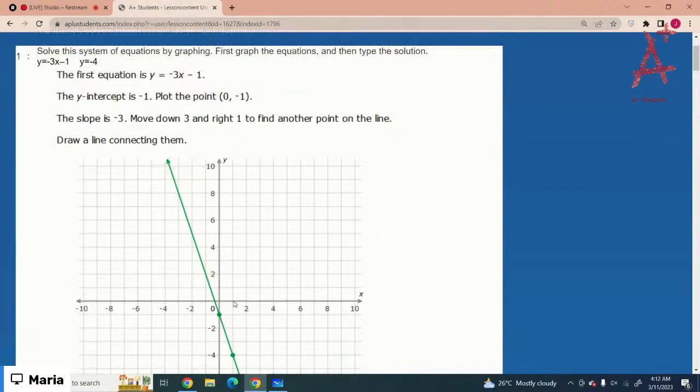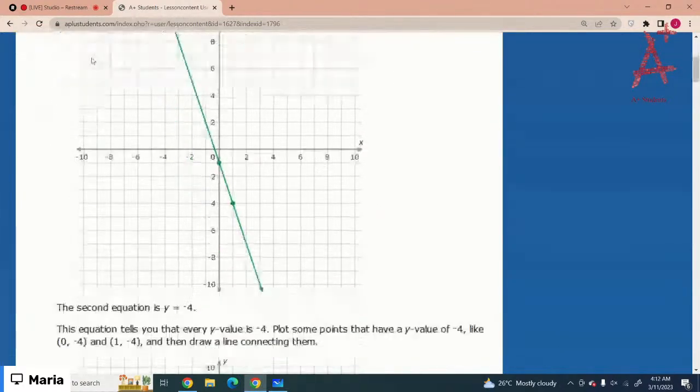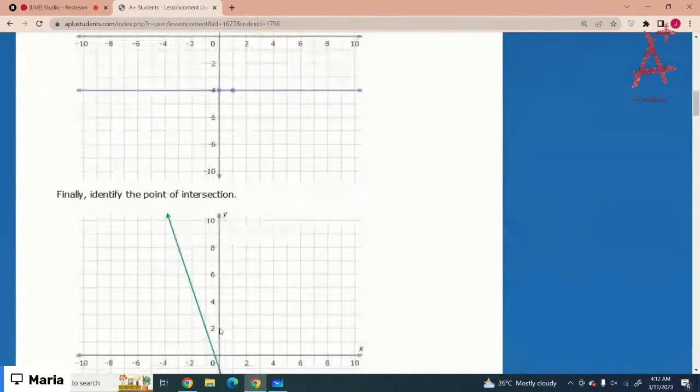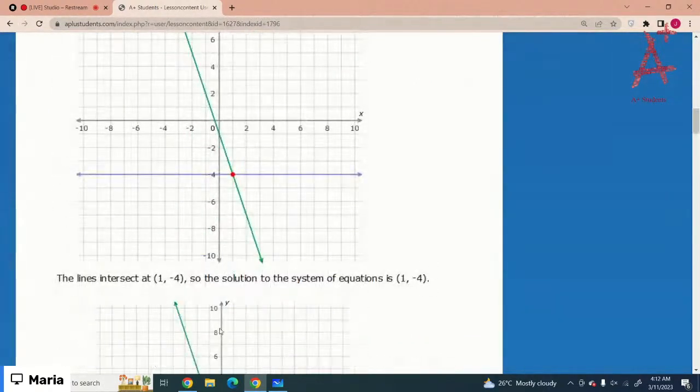You are given another equation that is y equals negative 4. So just plot the other line on the graph. That is the second one, y equals negative 4. That is the line for the equation y equals negative 4. So just plot both of them on the same graph.